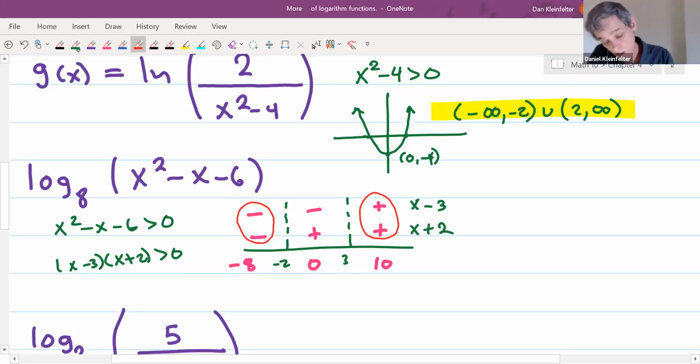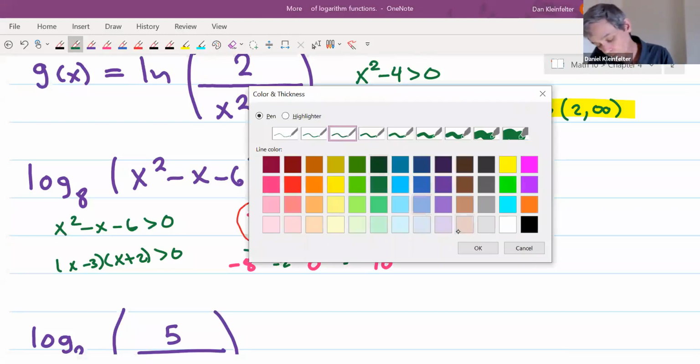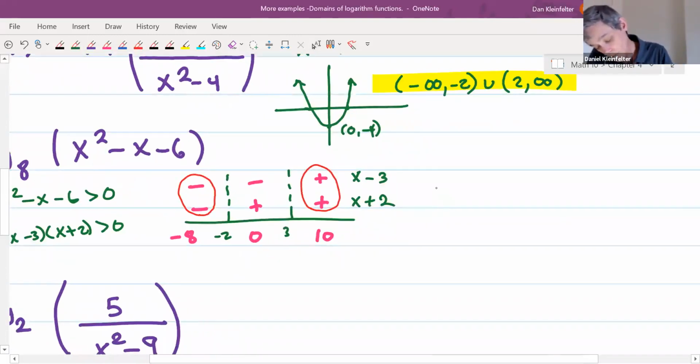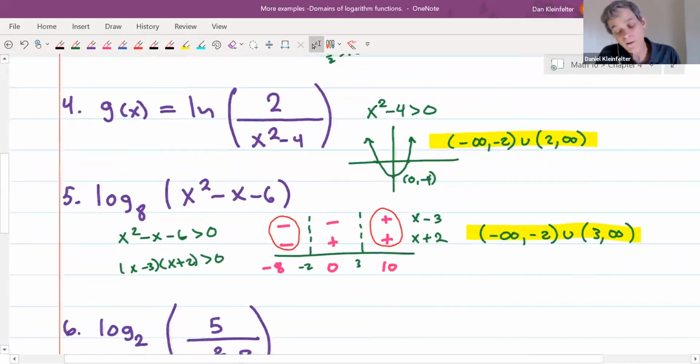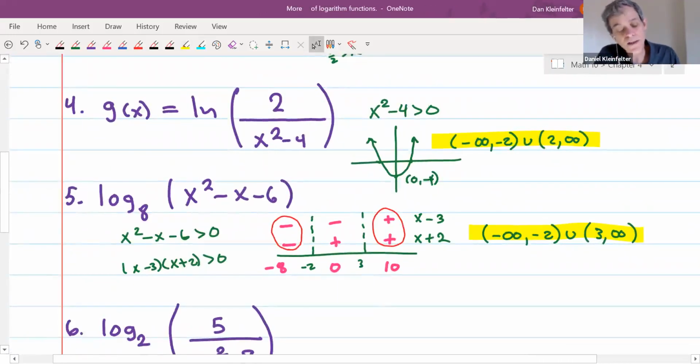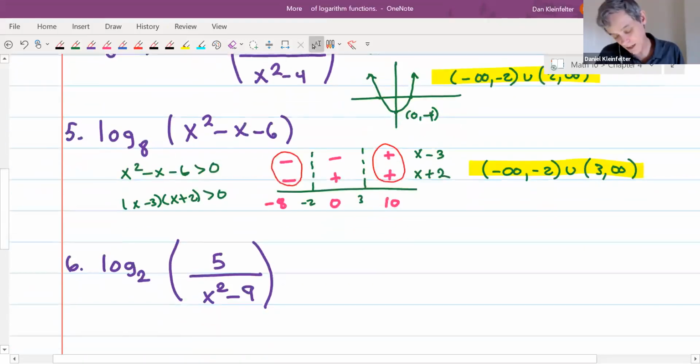So where is the domain in the end? It will be negative infinity to -2, and then from 3 to infinity. Okay, and that's it for that one. You can go back if you wish and try the sign chart way on number 4 and confirm that you get the same answer if you want the practice.